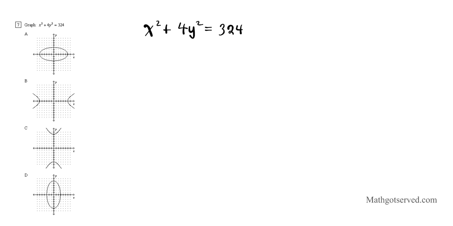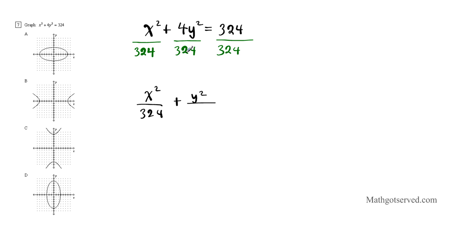So divide this by 324. Divide this by 324. And then divide this by 324. Okay. So that's going to give us the following. All right, so we're going to have x squared over 324 plus y squared. If I divide 324 by 4, I'll have 81 equals 1.